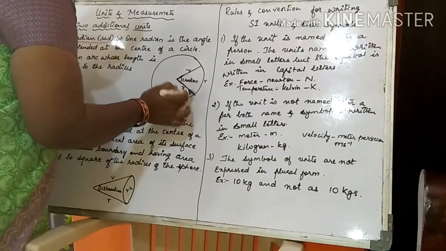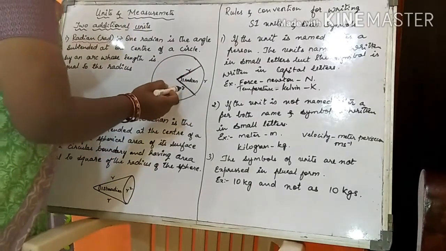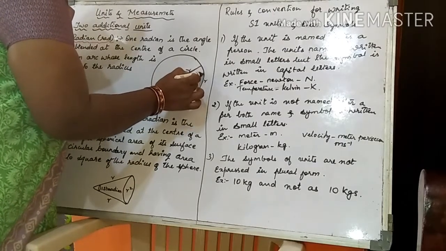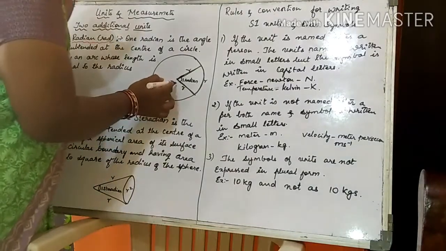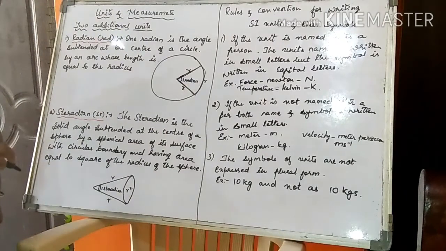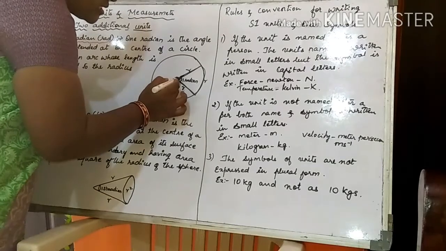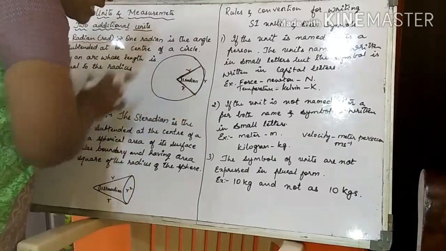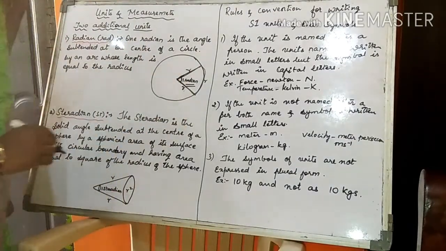If we cut this section of the circle, the radius of the circle should be equal to the arc length of this circle. Do you understand? The radius of the circle should be equal to the arc length of the circle. That much we have to cut. Then the angle subtended at the center by the sectioned part of the circle is known as 1 radian.